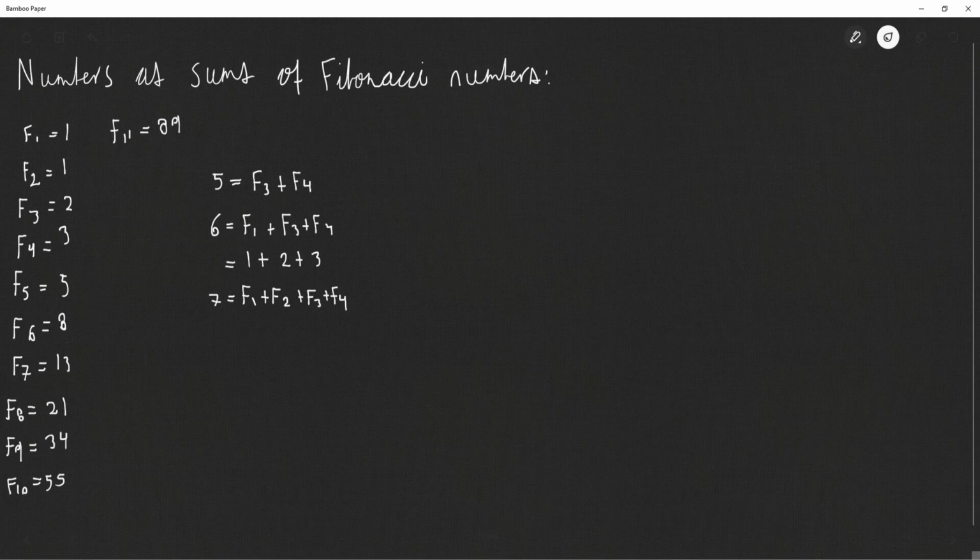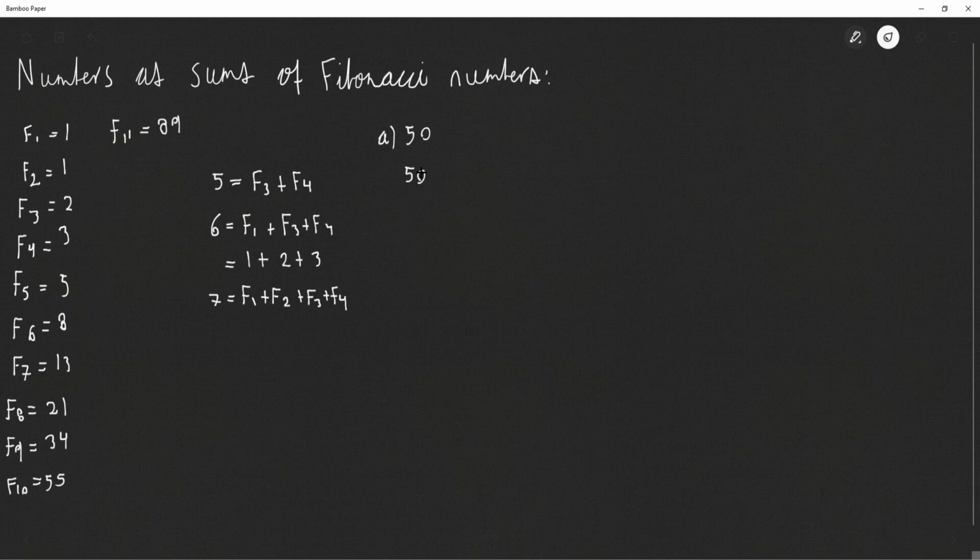So now we're going to try this for larger numbers. The first number that we're going to try this with is going to be 50. The strategy to answer these types of questions is take the largest Fibonacci number less than or equal to the number, subtract it, and then repeat with the remainder. So for 50, we'll notice that 55 is too large and 89 is too large. So that means our first number is going to be F9, which is 34.